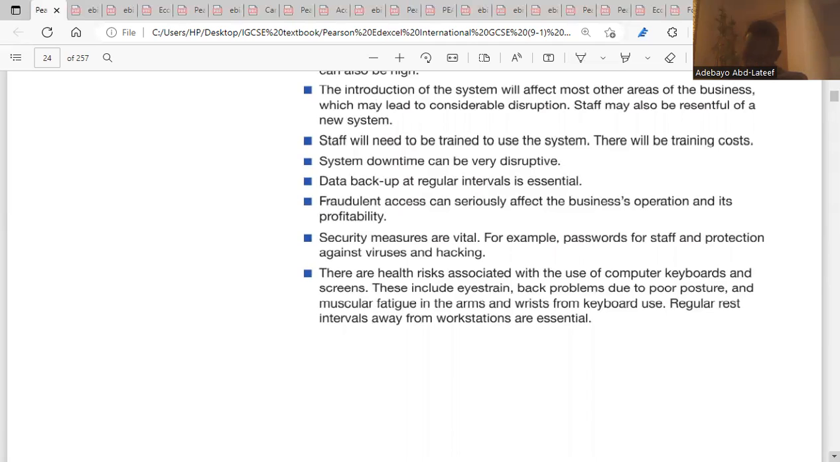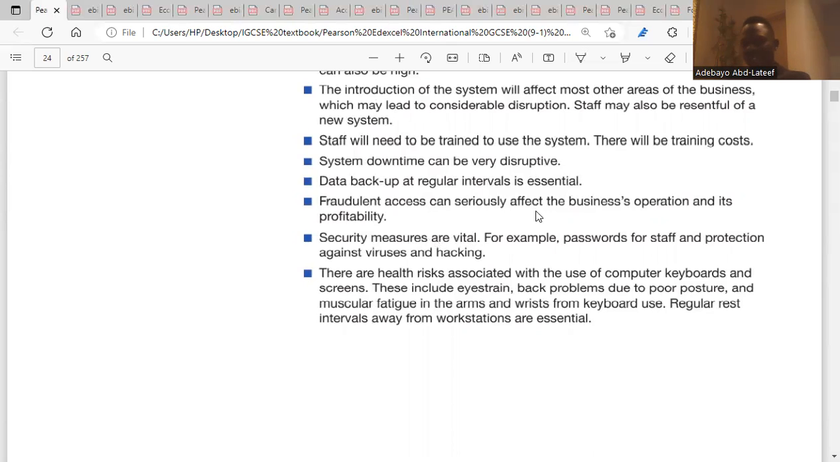System downtime can be very disruptive. They might be offline. It's a system, it's a network. If it is offline, that means work stops, the operation stops, which is not good for the business. Is it clear?